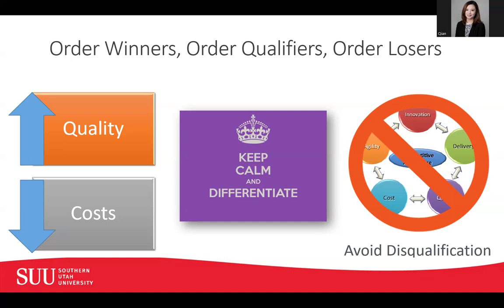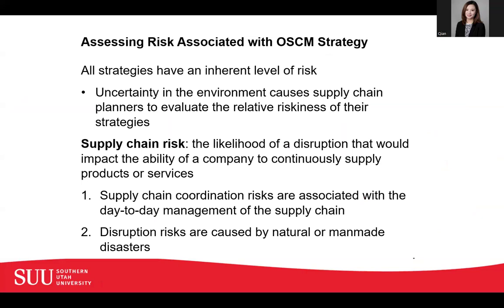And order losers means you don't even have the ticket to enter into the market. You have standard quality, but you cannot reduce the cost, so your price is always higher than others. Then customers will not buy from you. This is the order losers. Those three terms are all I'd like to introduce for the first part. The second and third parts relate to two different strategies. The risk strategy means how you face the uncertainties in the environment.